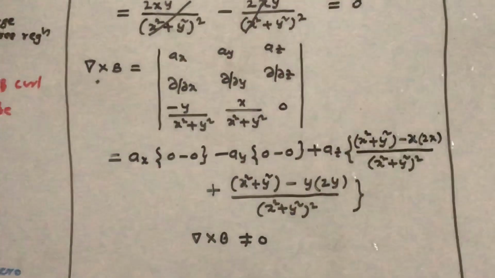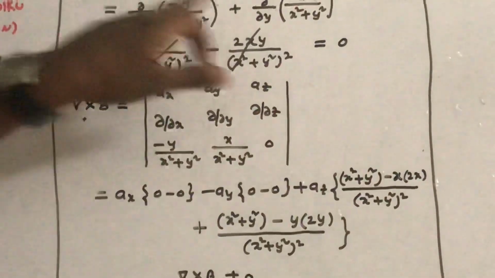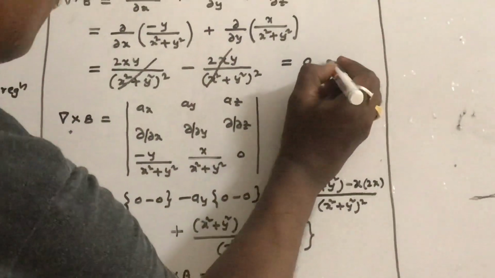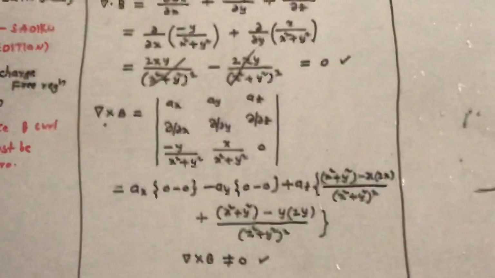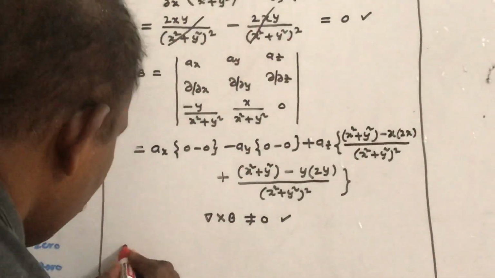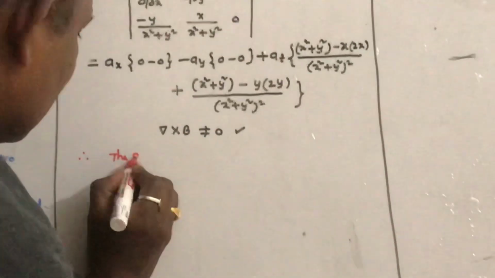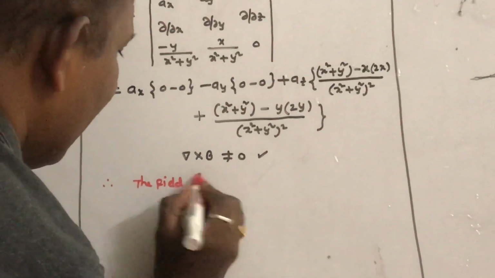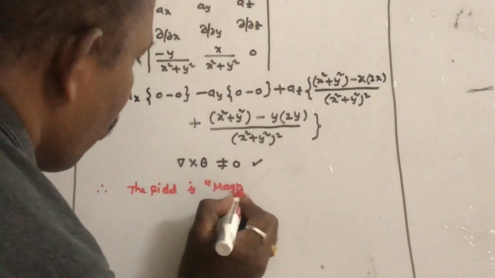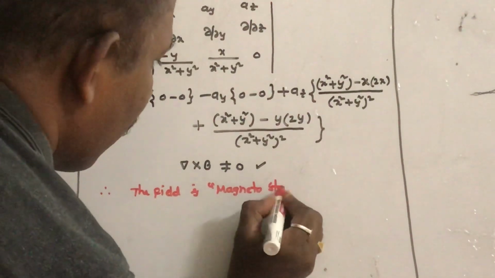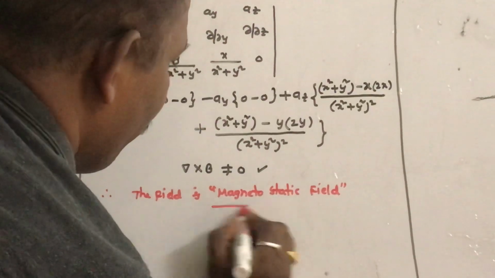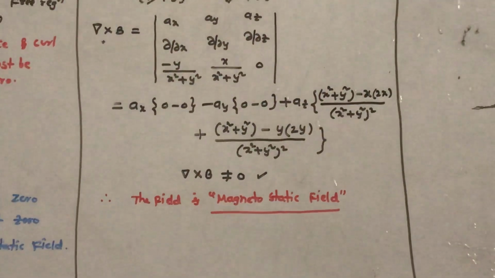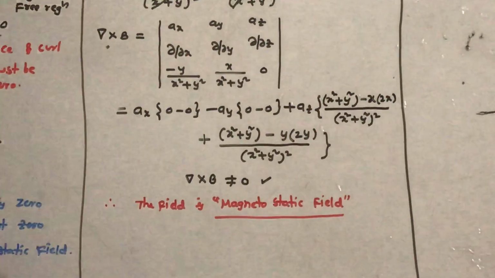So what you can make out is that the divergence is 0 and the curl is not 0. What field is this? This is a magnetostatic field. Therefore the field is a magnetostatic field. Let us find out the third one.